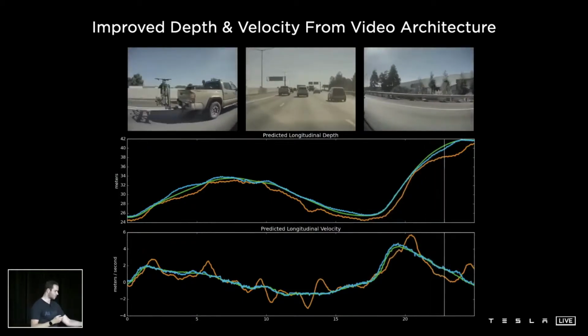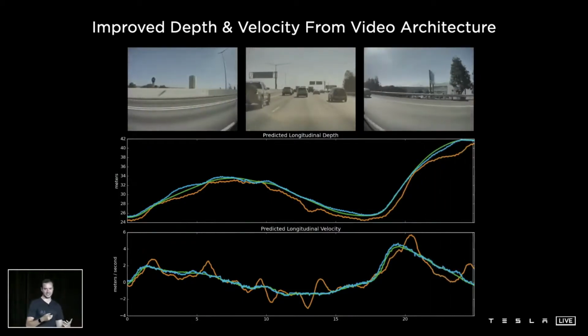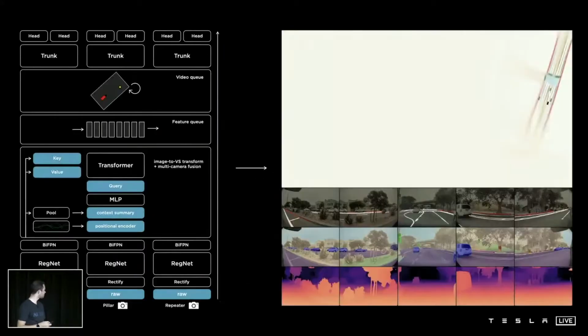And for velocity, the orange signal, of course, you can't get velocity out of a single frame network. So we just differentiate depth to get that. But the video module actually is basically right on top of the radar signal. And so we found that this worked extremely well for us.